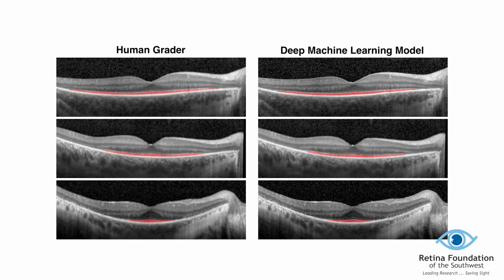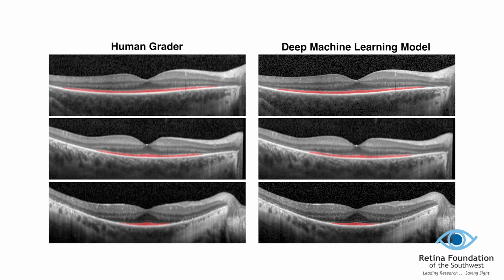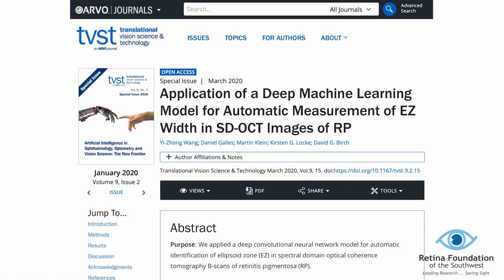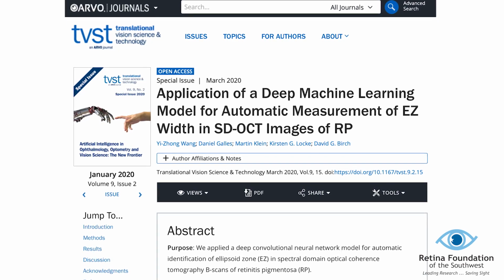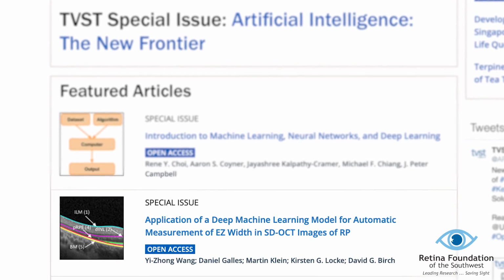So far, we have trained and tested 2 deep machine learning models. The preliminary results showed that the performance of the models to identify the photoreceptor outer segment is similar to gold standard human graders. These results are very encouraging, suggesting that the deep machine learning model has the potential to replace humans for analyzing OCT images for patients with retinitis pigmentosa. We recently published the initial results, and our work was featured in an international journal. We continue to work on the project.